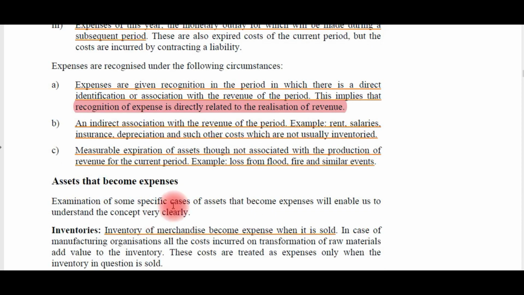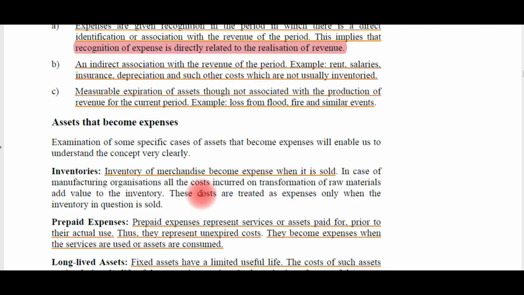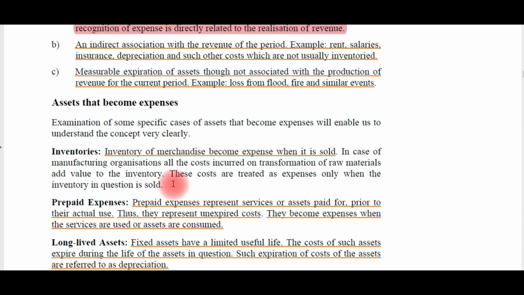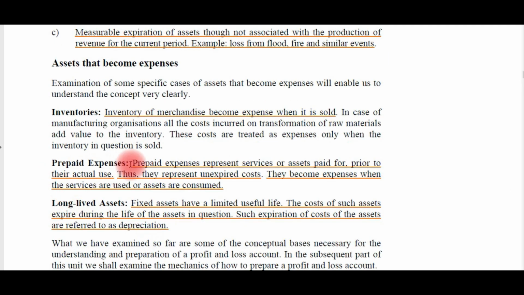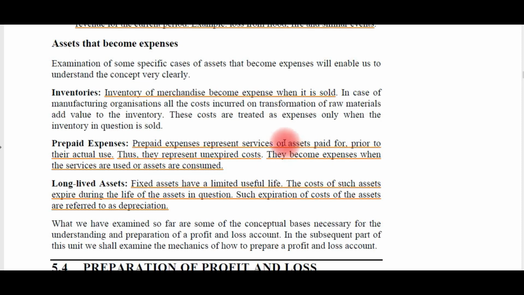Assets that become expenses. What kinds of assets can become an expense? Inventories, prepaid expenses, and long-term assets. These three can be treated as expenses, and at what times? Inventory of merchandise becomes an expense when it is sold, which means some part is utilized. When it is utilized, it is to be treated as an expense.